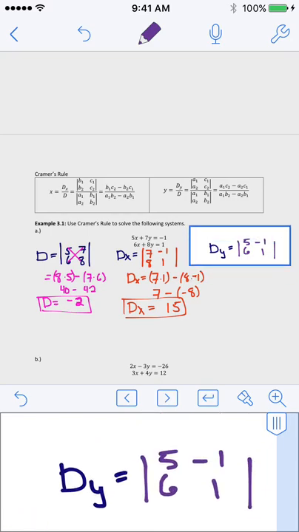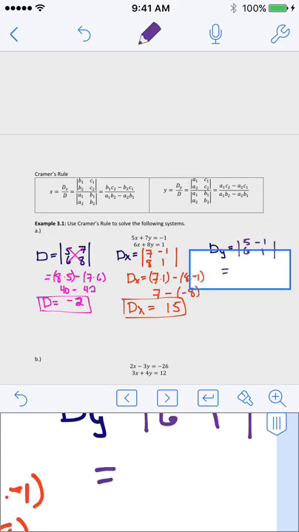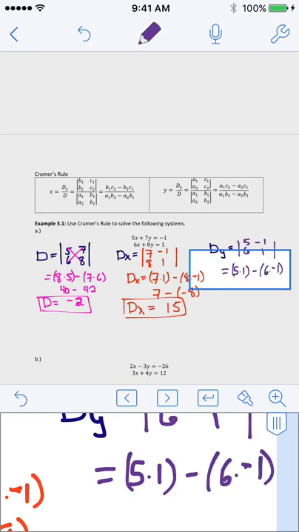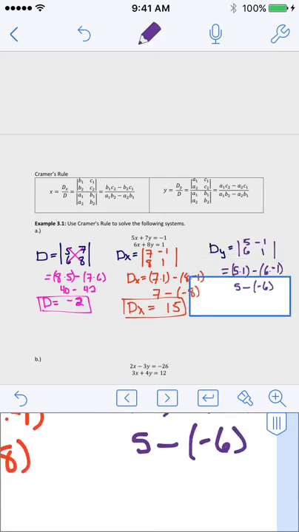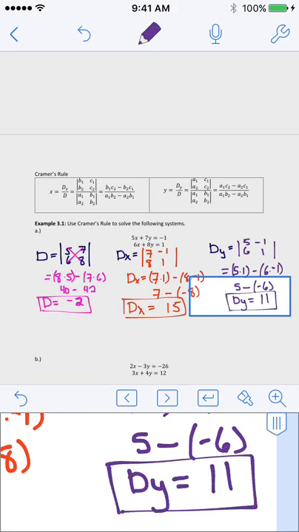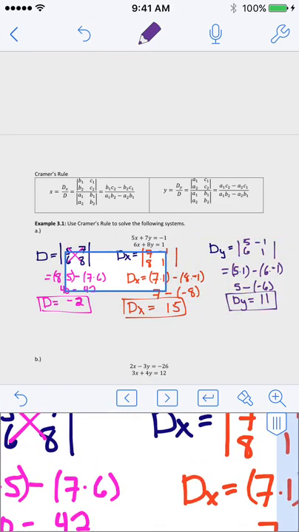All right, let's find that determinant. So we've got that matrix now. This is all the stuff that's not y. Find that determinant, we end up with 5 times 1 minus 6 times negative 1. And we end up getting 5 minus negative 6, or 11. So dy is equal to 11. All right, we found our three numbers, our d, dx, and dy. Any questions on those, stop the video now and make sure you get them answered, okay?